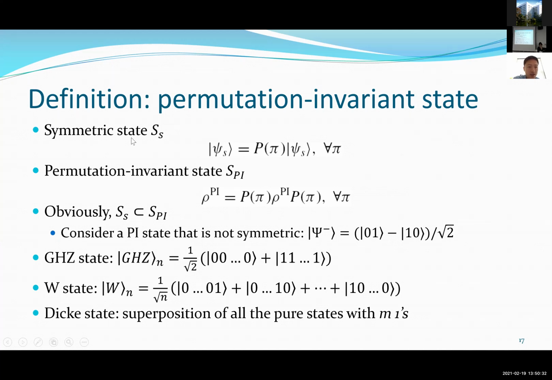It's just similar to this one, but in the density matrix form. Obviously, any symmetric state is a permutation invariant state. But in general, a permutation invariant state is not a symmetric state. Let me give one very simple counterexample: the singlet state, 01 minus 10. If you exchange these two parties, you will get a minus sign outside, right? So it's not a symmetric state, but it's a permutation invariant state.